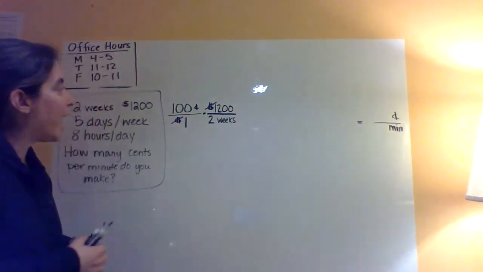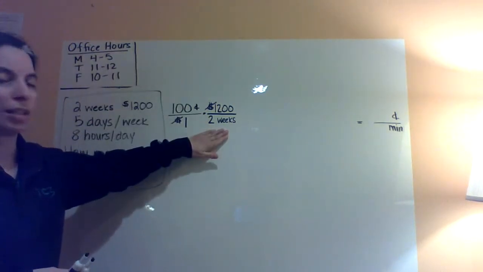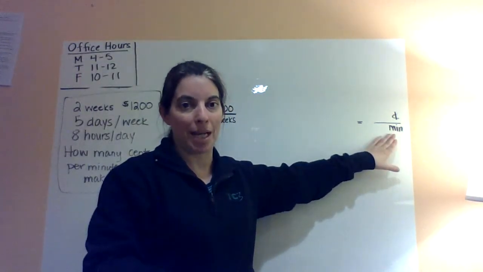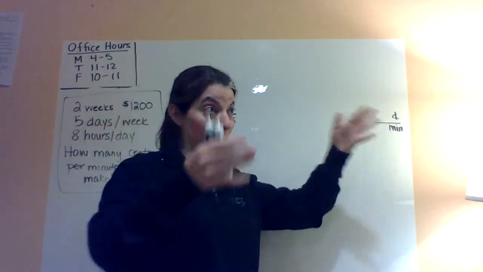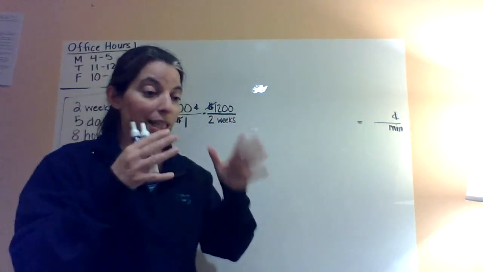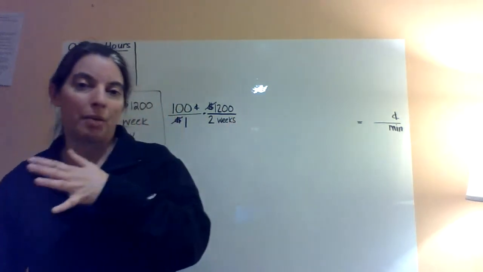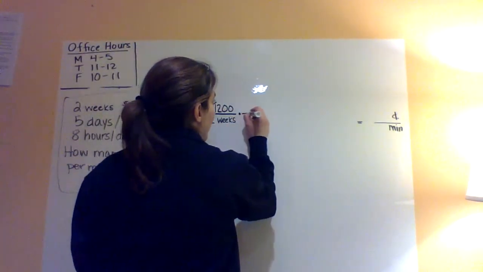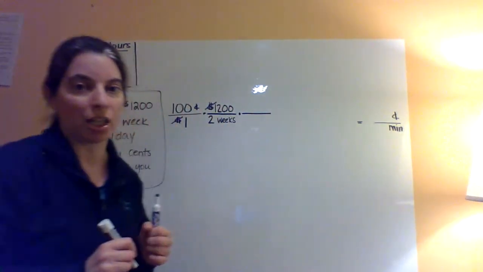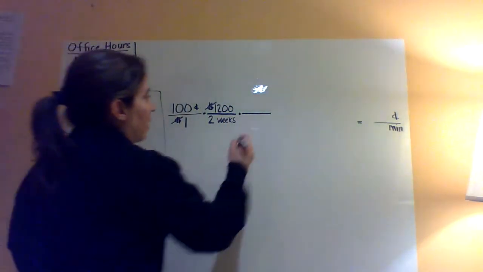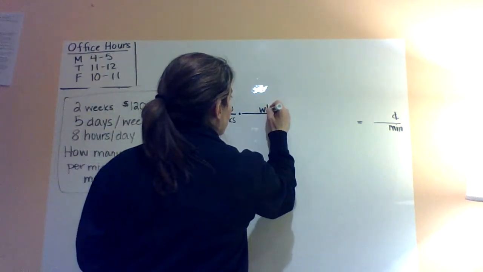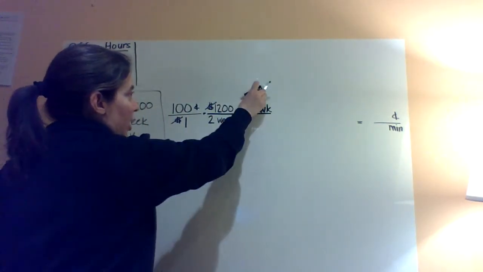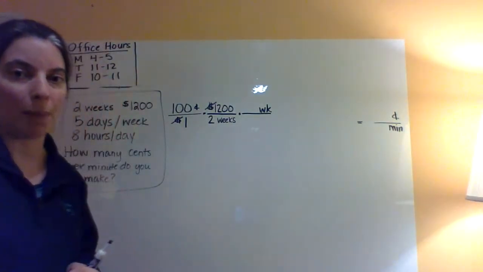Okay, I have cents per week now. Do I want weeks in my answer? No, I want minutes. So week is a big unit of time, right? So I'm at least in time, but I want to work my way down to minutes. So I know that I need to multiply by a conversion factor that has weeks on the top, because I want weeks to cancel out. So if it's in the denominator, I need to multiply it by something up on top.